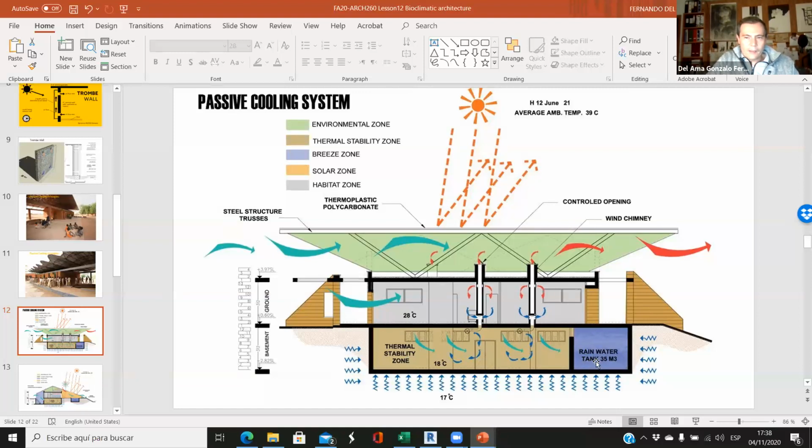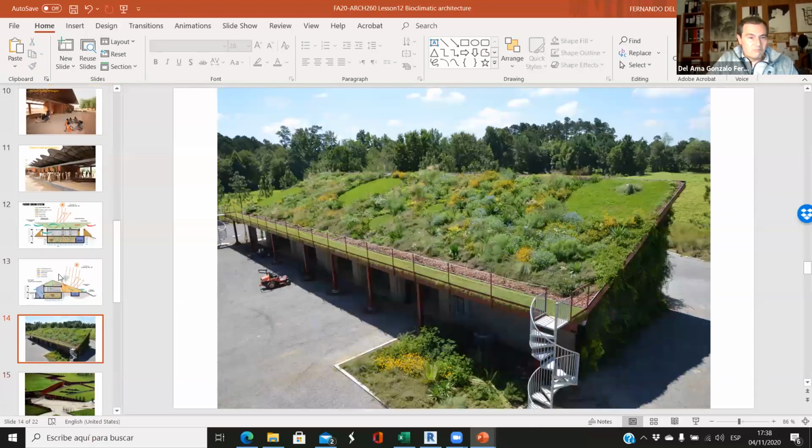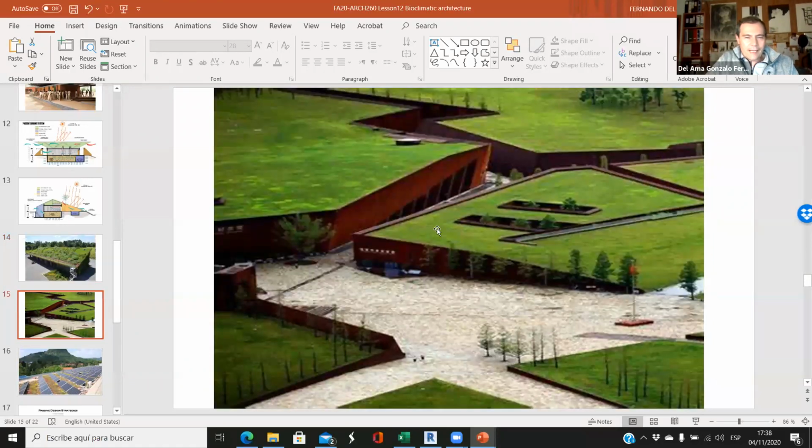Water: you have to collect rainwater because it doesn't rain a lot. But you can use pools or water ponds, whatever, to cool down the air, because by having water, you cool down the air. And well, you can use green roofs. Everybody likes it. It's cool. It's beautiful. And then there's this kind of architecture.